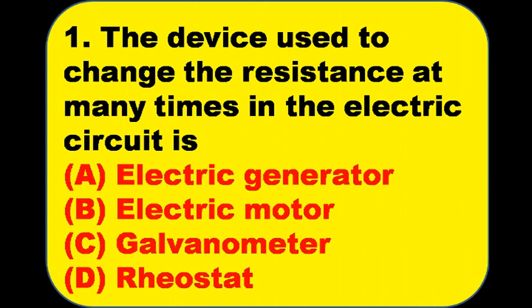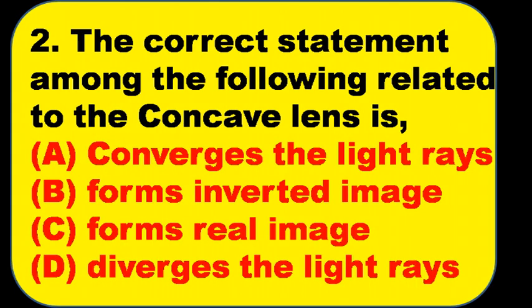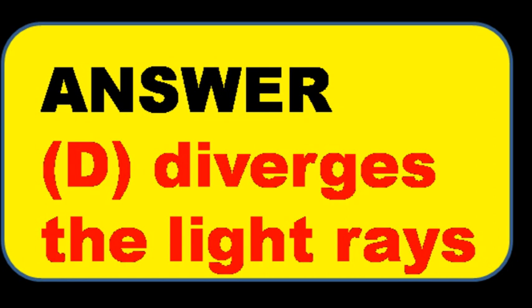Question number 1. The device used to change the resistance many times in the electric circuit is dash. D. Rheostat. The correct statement among the following related to the concave lens is dash. D. Diverges the light rays.